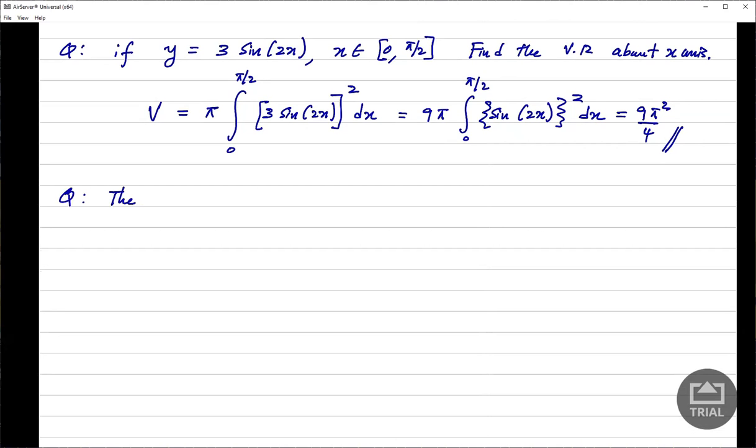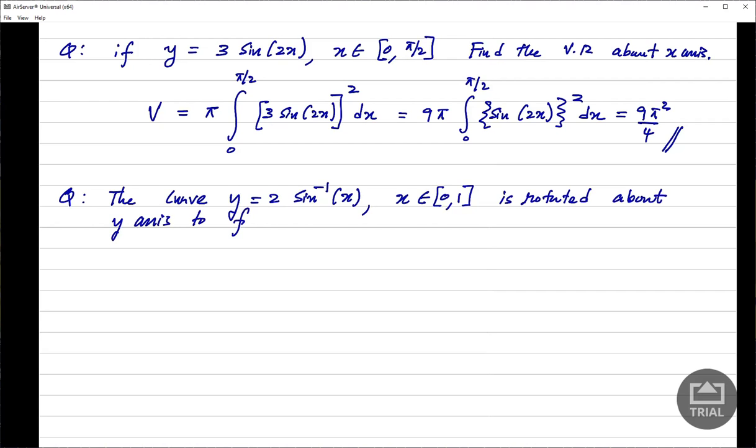Okay, so the curve y is equal to 2 sine inverse x, where x is between 0 and 1, is rotated about the y-axis to form a solid of revolution. Find the volume of the solid.